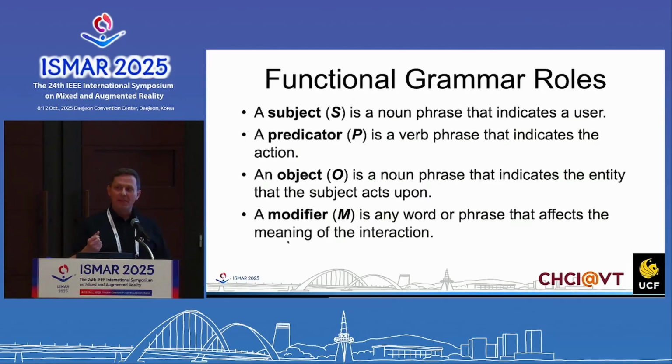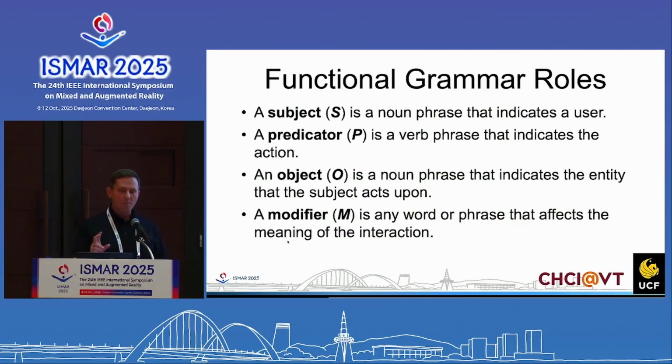Once we basically have that text, the next thing that we want to do is identify the functional semantic grammar roles within that text. So taking you way back to your fundamentals of English, we're going to go over some of the basics here. So the subject for MAGIC is basically a noun phrase that indicates a user. The predicator is a verb phrase that indicates the action we want the user to take. The object is a noun phrase that indicates the entity that the subject is to act upon.